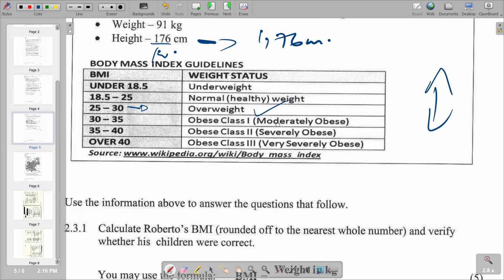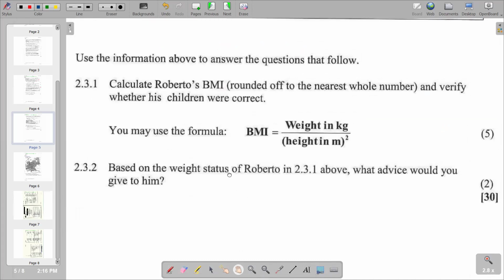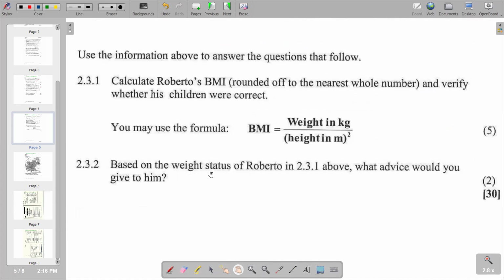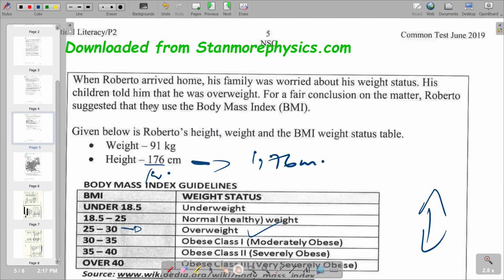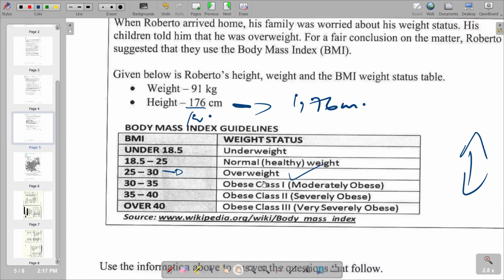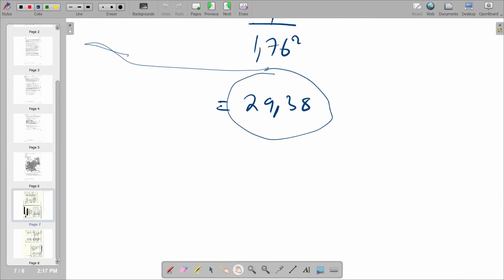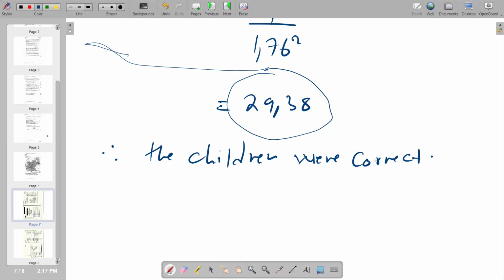So according to the question now, based on the weight status, you may use the formula, we have calculated it, and then they say verify whether these children were correct. So the children were correct because his children told him that he was overweight, of which he is actually overweight, which is correct. So in our conclusion, we are just going to comment and say the children, therefore, the children were correct.